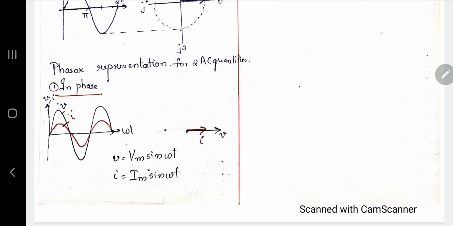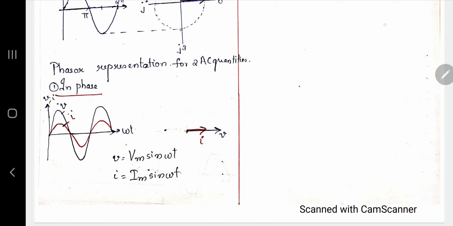For getting a clearer idea about how to represent the phasor for two AC quantities, we are going to study the next topic, phasor representation for two AC quantities. We already studied the concept of in phase, leading and lagging. Using those same concepts, we are going to study how to represent them in a phasor diagram.